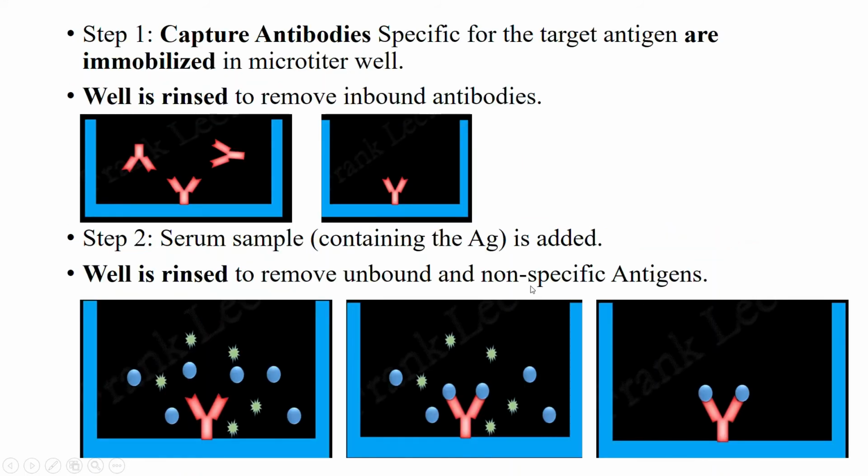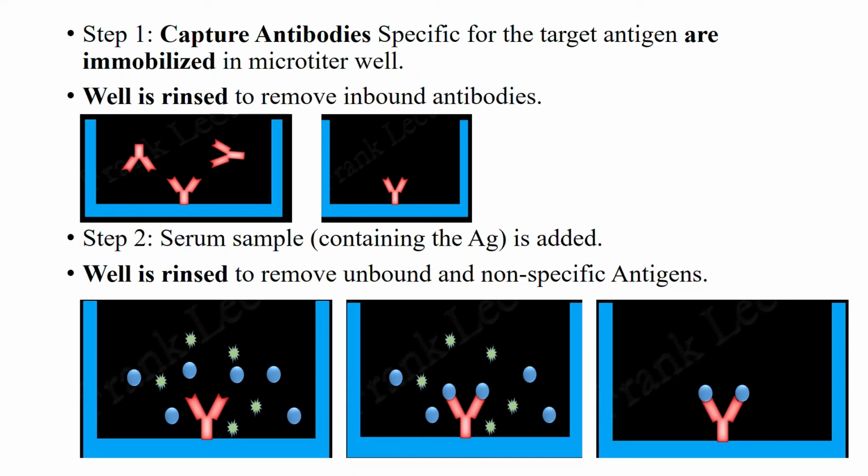The first step is we are going to add capture antibodies into the microtiter well. If you look at the picture, you can see that a capture antibody is already adsorbed and immobilized in a microtiter well, and you can also notice unbound capture antibody. This capture antibody has a high affinity for the target antigens. So we are going to rinse this well to remove the unbound capture antibodies. And the second step is we are going to add a serum sample which contains a specific antigen.